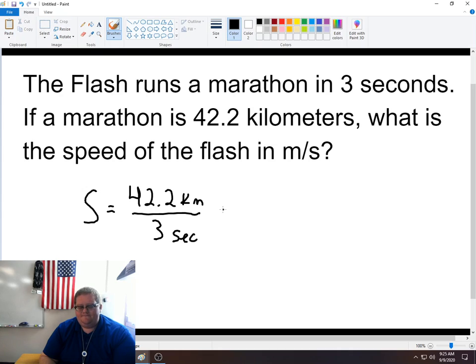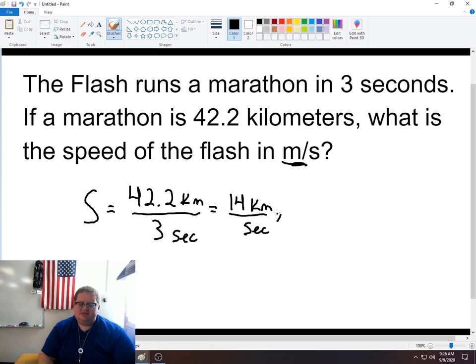Now, notice that if I do this, which I can just divide, this time I probably will use a calculator, that's kind of tough to do. 42.2 divided by 3 is 14.06 repeating, so we'll just say 14.1. So I would get 14.1, but be careful because that's not 14.1 meters per second. That's 14.1 kilometers per second.